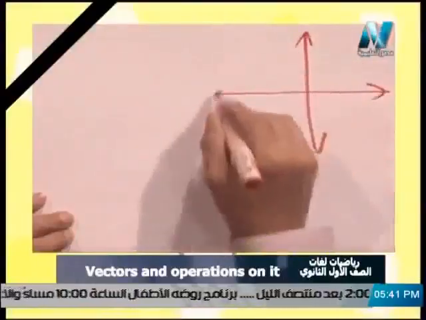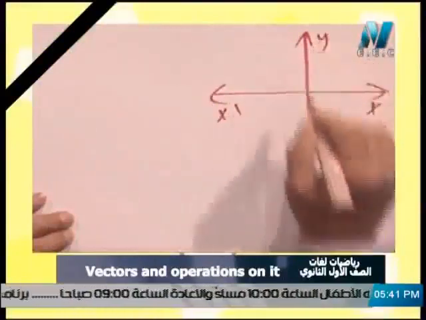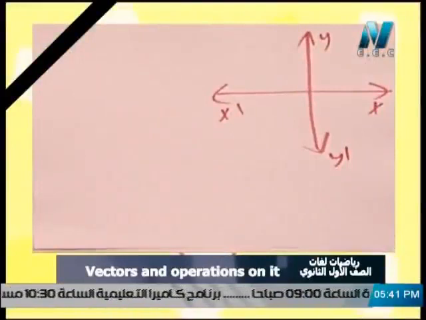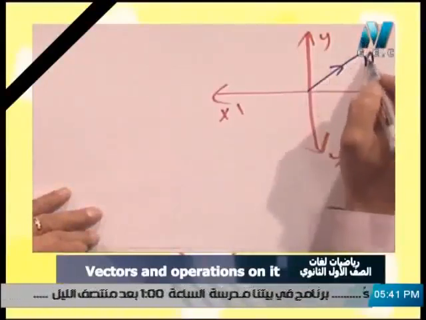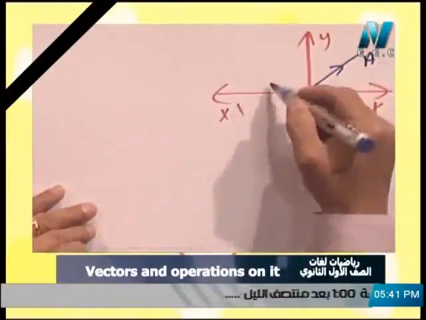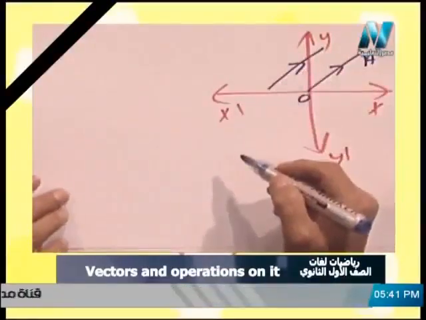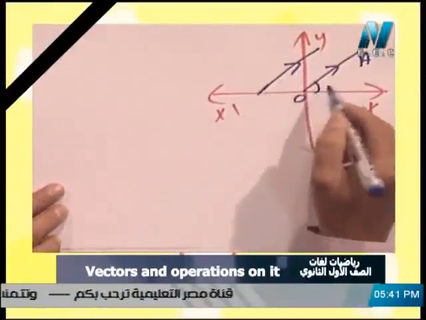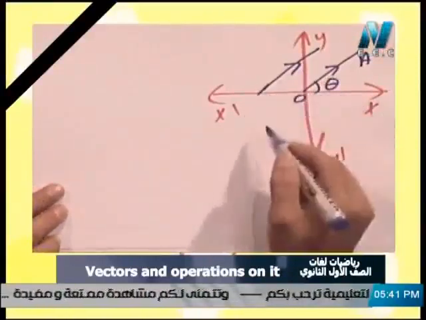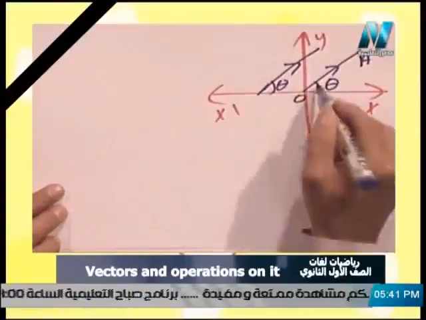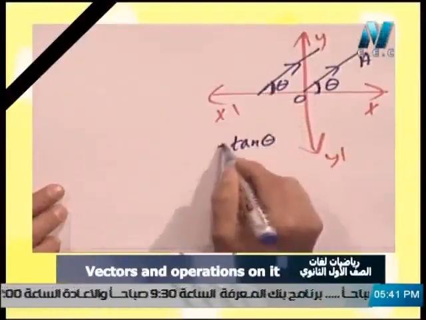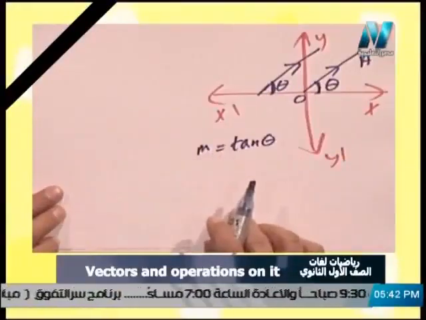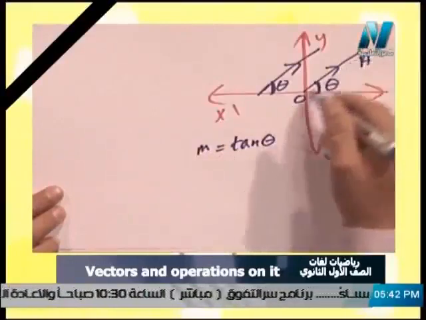If we have here the x-axis and here the y-axis, and we have two parallel vectors, this is the position vector of a vector as A or OA, and we have another vector parallel to it. So we know that it makes the same angle with the positive direction of the x-axis. So tan of this angle, which is theta, equals m. What is m? It's the slope of the straight line that carries the vector.